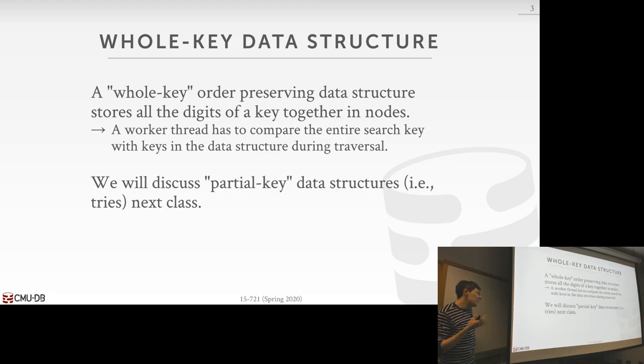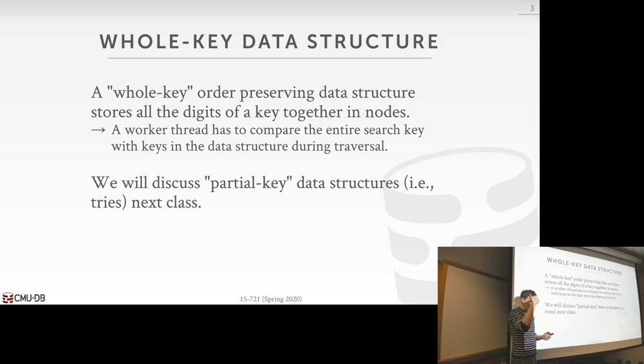All right. So as I said at the beginning, I debated back and forth what I want to call this lecture. And whole key is kind of not exactly true, but the main thing I'm trying to distinguish is the things we'll talk about today versus what we're going to talk about on Wednesday's class. This is in quotes because this is my term. This is not standard vernacular. I don't know what they say in information theory, but this is what I'm using to contrast the two. By whole key, I mean that we're going to have a data structure that is order preserving, so we can keep track of whether one key is less than another key, and that we're going to store all the digits of that key together in the various parts of its representation inside of the data structure.